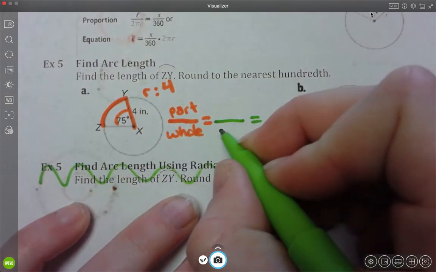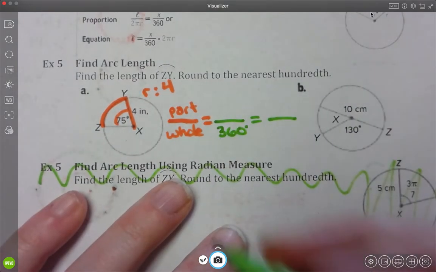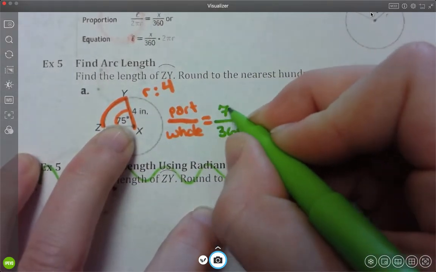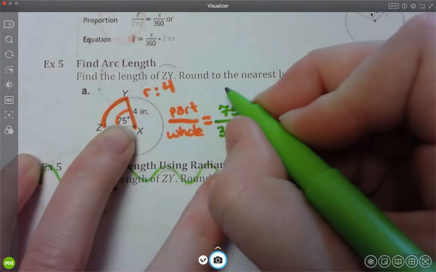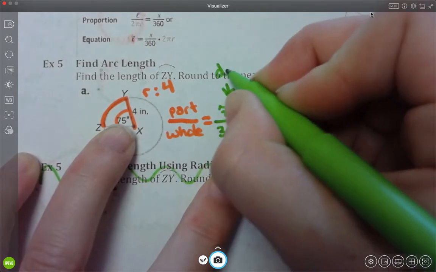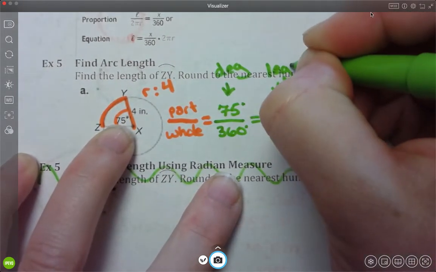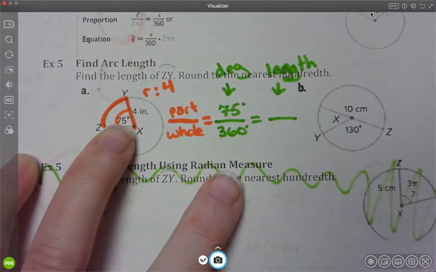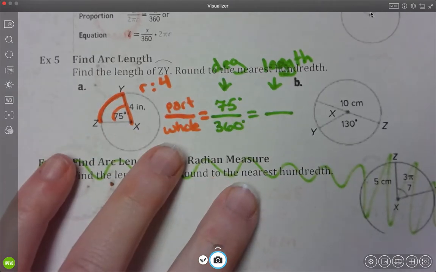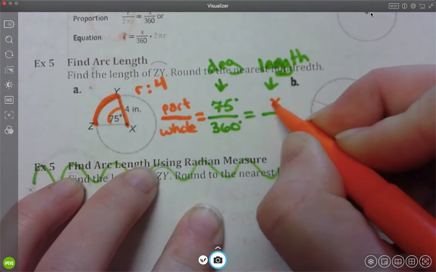What I'm doing is the whole circle would be 360 degrees, but the part that I'm looking at is only 75 degrees. I'm only looking at 75 degrees of it. So this is going to be my degree column. And then this column, I'm going to convert to length, L-E-N-G-T-H, I can't spell, length. Now the length of the part, this length right here, is what I don't know. I'm going to call that X.